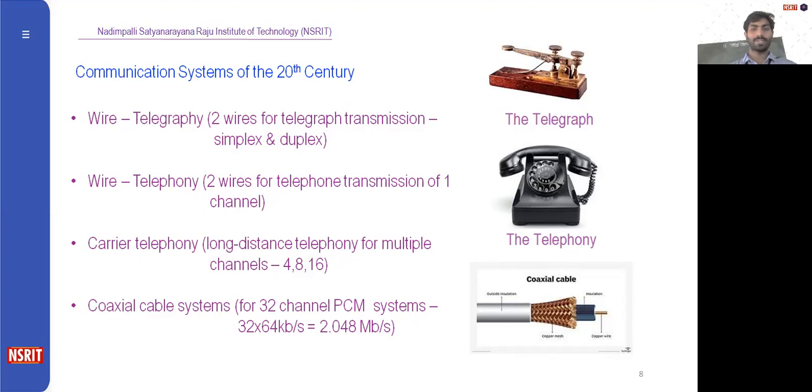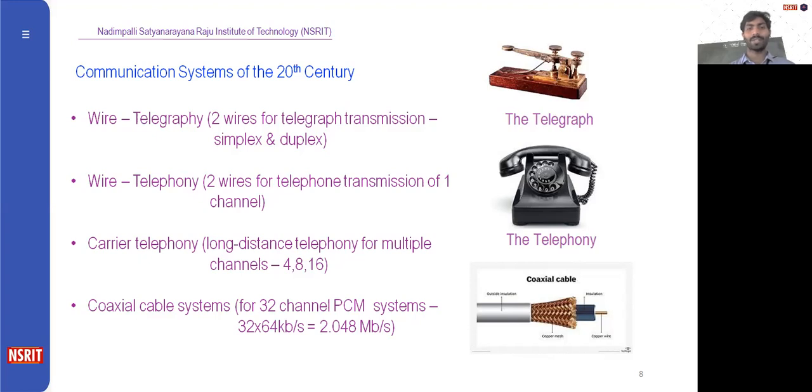Coming to the coaxial cable system, for a 32 channel PCM system, you can observe in the figure that a coaxial cable system is shown. Here we can transmit up to 32 channels. Using 32 channels, we can transmit information in this system.